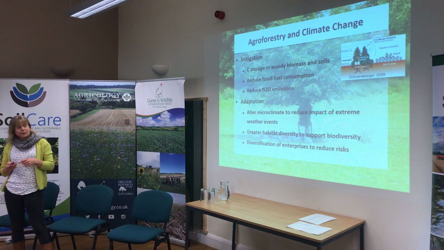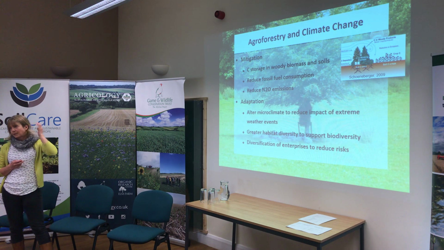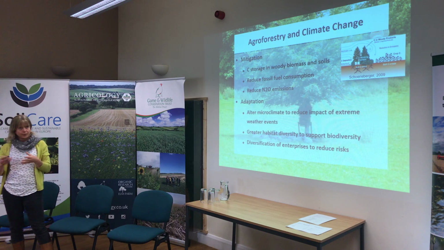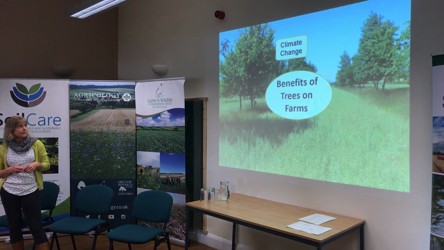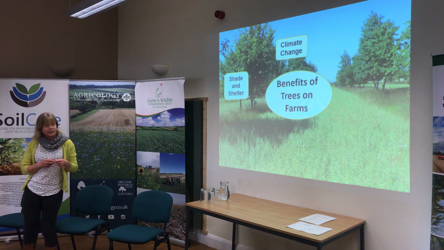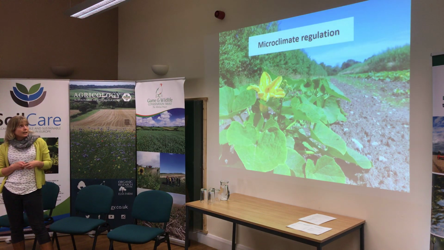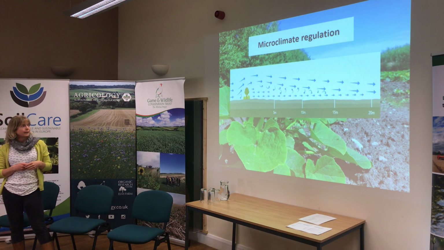It's providing greater habitat diversity to support biodiversity. So as biodiversity has to adapt to changes in temperature and in weather, it gives them more habitat to move around and survive. And also diversification of enterprises to reduce risk. So you're getting a greater range of products from these systems. So rather than putting all your eggs in one basket, you're spreading the risk there. Moving on to shade and shelter, this is a key benefit for agricultural systems. Think about the microclimate regulation. So trees actually reduce wind speeds in an area 20 to 30 times the height of the windbreak. And this is particularly important for vegetable crops as well as for livestock.